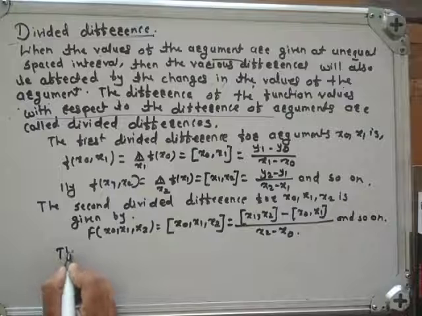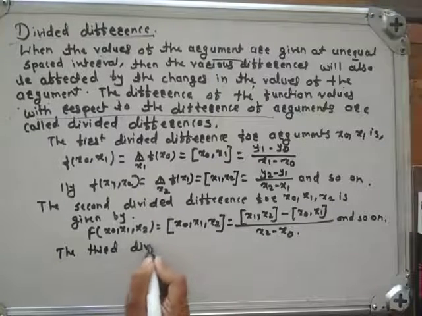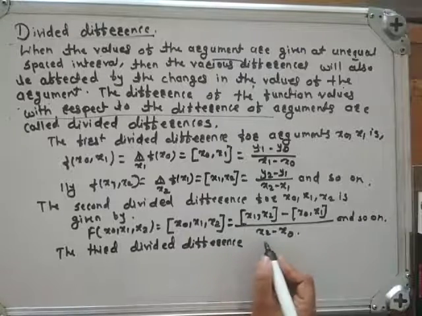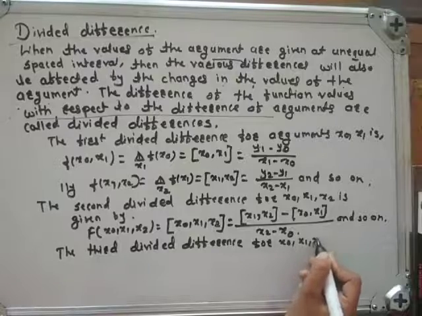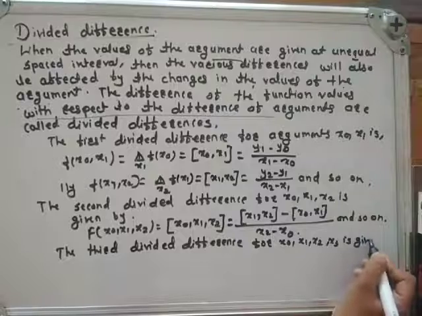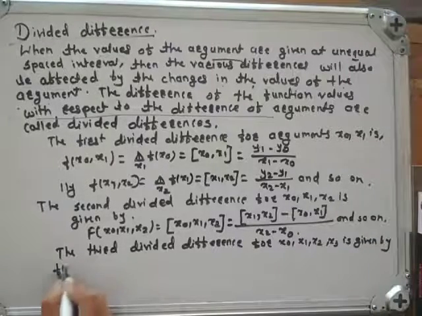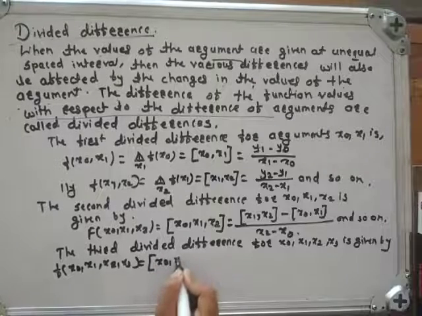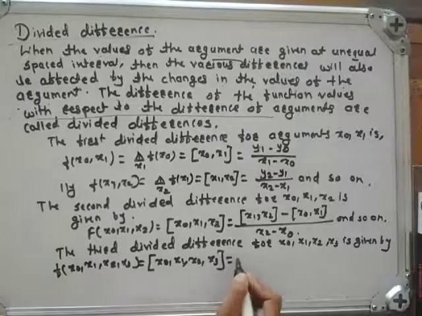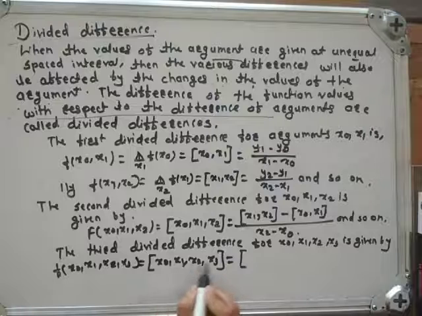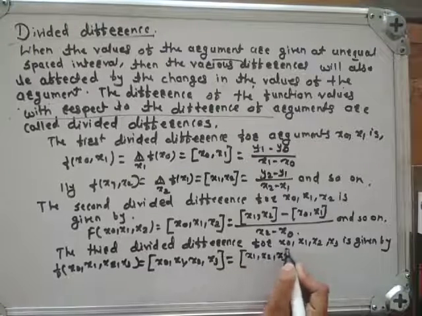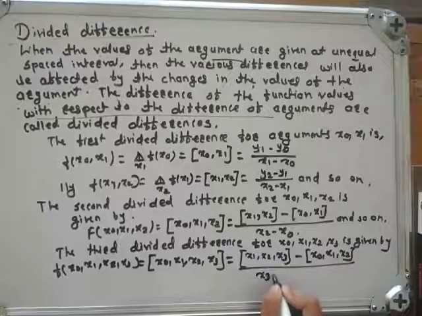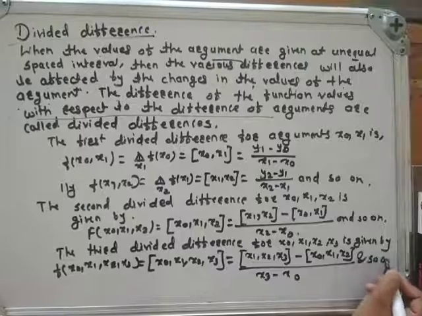Next is the third divided difference. For x0, x1, x2, x3 it is given by f of x0, x1, x2, x3, which is equal to the square bracket x0, x1, x2, x3, which is equal to the bracket x1, x2, x3 minus the bracket x0, x1, x2 upon x3 minus x0, and so on.